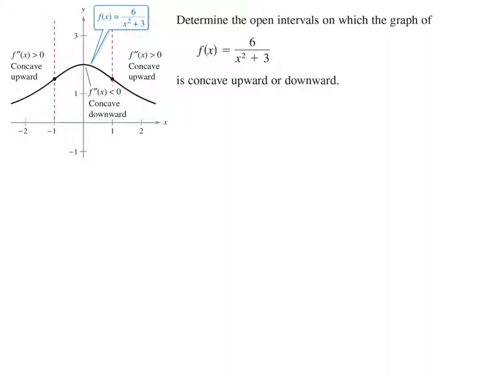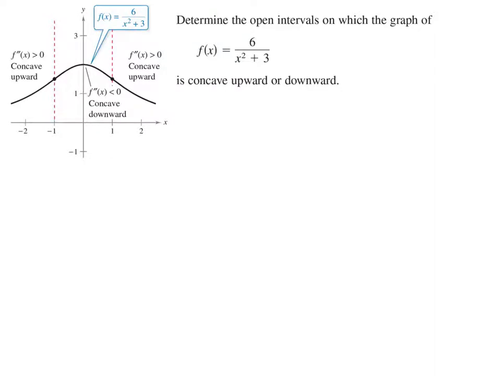Let's do a couple examples. The first one is for this function, f of x, to determine the open intervals on which the graph of this rational function is concave up or down. So, using the rule that we just talked about, I'm going to take the first and second derivative, set that second derivative equal to 0, and test the intervals in which that thing is going to be concave up or down.